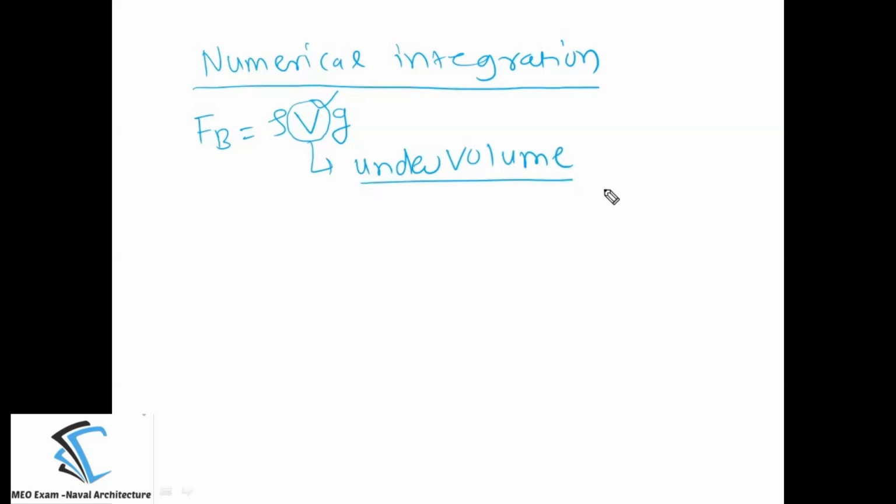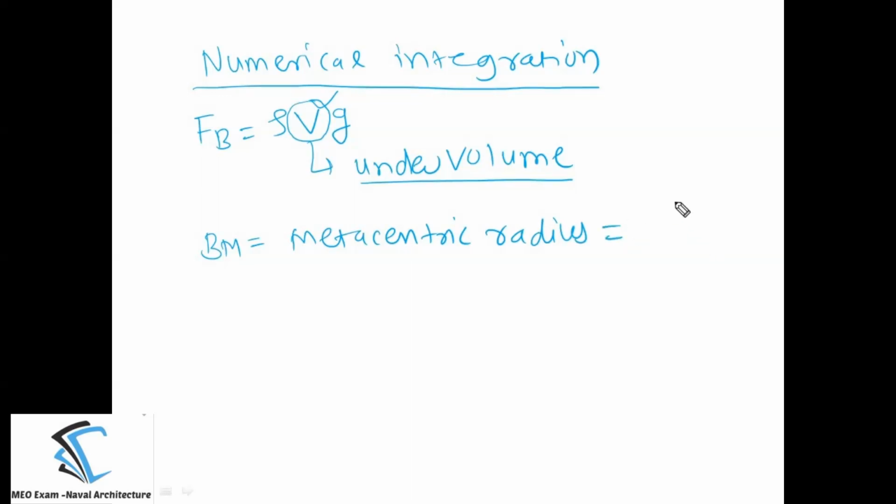Suppose you want to calculate the underwater volume of a ship, how are we going to calculate it? In numerical integration, we are going to calculate the underwater volume. How to calculate it is the part of the study. Now, if you remember from fluid mechanics in college, we studied something called BM. We are going to discuss BM in depth in upcoming classes. BM we call the metacentric radius.